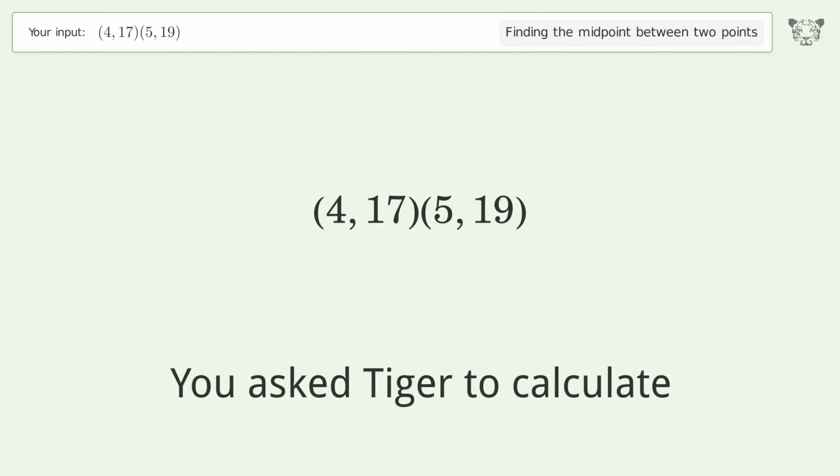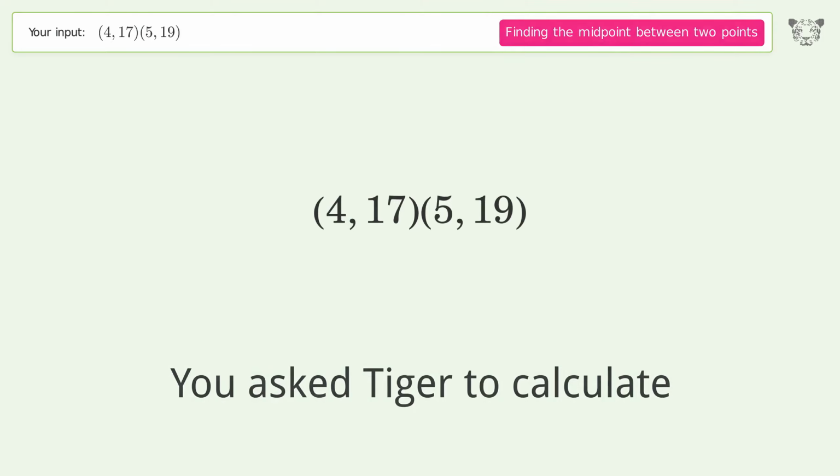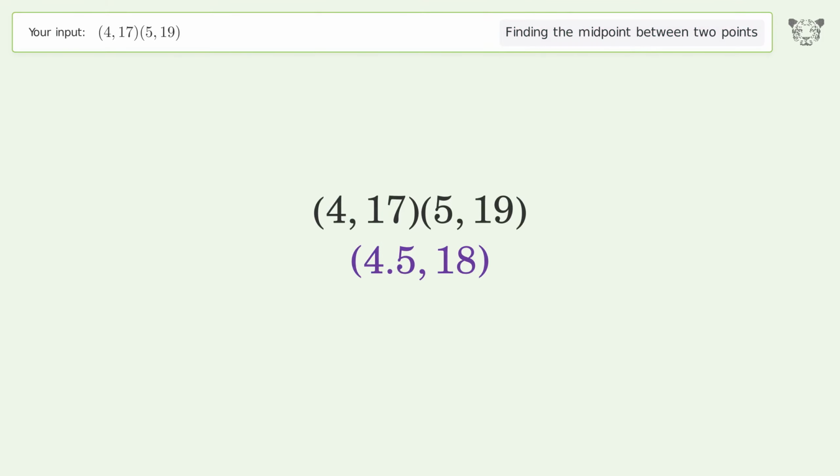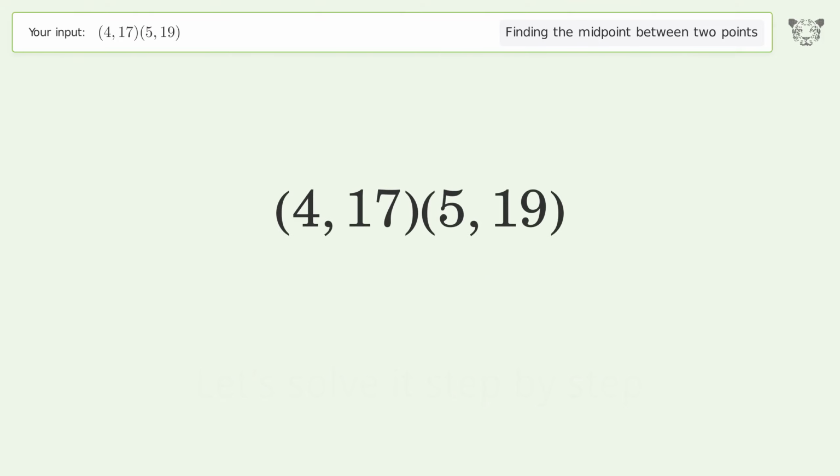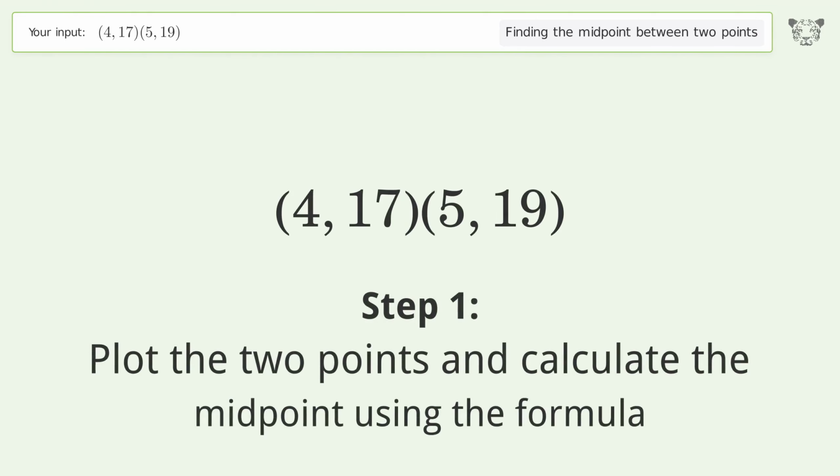You ask Tiger to calculate. This deals with finding the midpoint between 2 points. The midpoint between the 2 points is 4.5, 18. Let's solve it step by step. Plot the 2 points and calculate the midpoint using the formula.